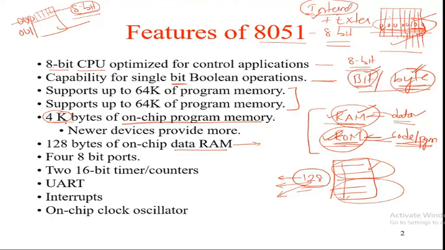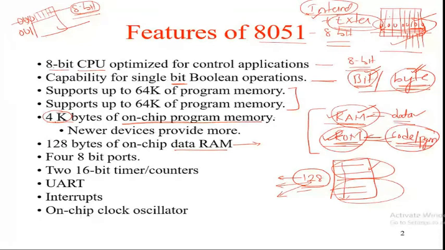If the instructions you are loading into that microcontroller are more than 4 kilobytes, then we can go for external memory. The internal memory it provides is a maximum of 4 kilobytes only, and the RAM is 128 bytes.